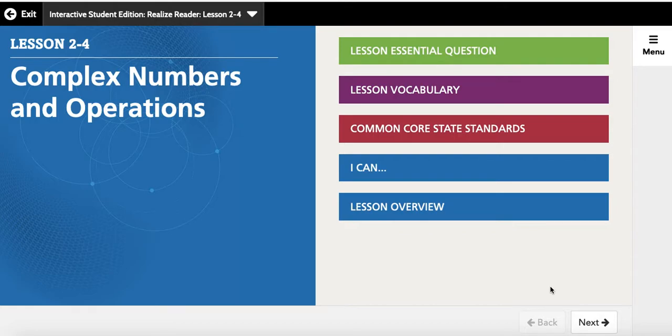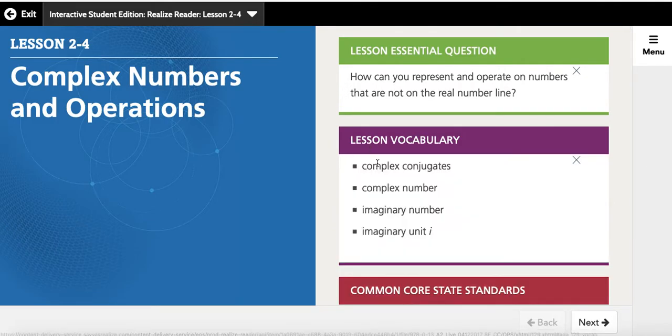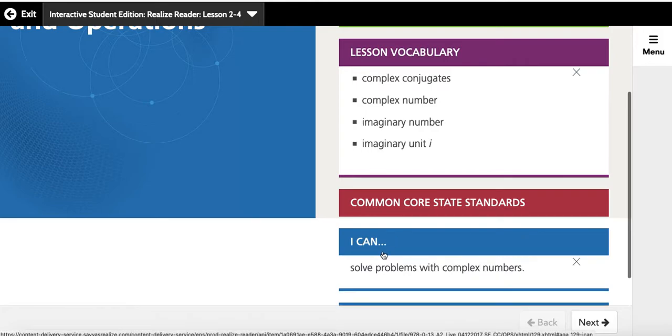Okay, Algebra 2 students, this is the first lesson on the first video for lesson 2.4, complex numbers and operations. The essential question: how can you represent and operate on numbers that are not on the real number line? Vocab: we're going to learn about the complex conjugate, the complex number, imaginary number, and imaginary unit. And in the end, you'll be able to solve problems with complex numbers.